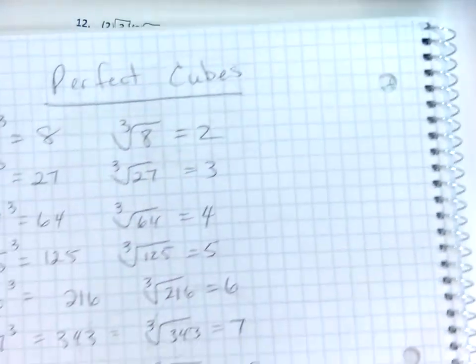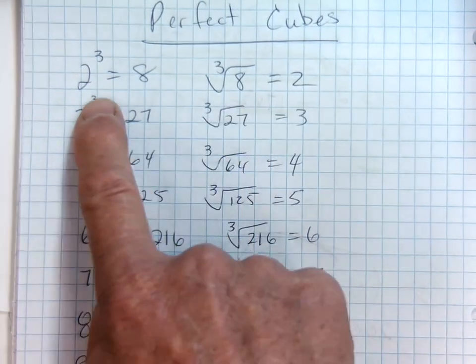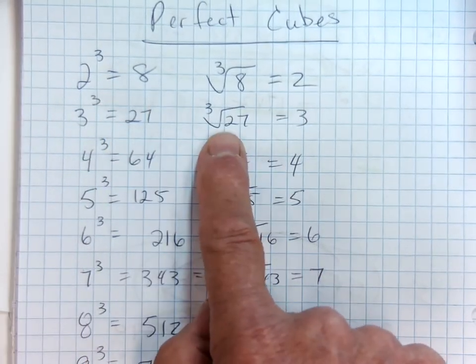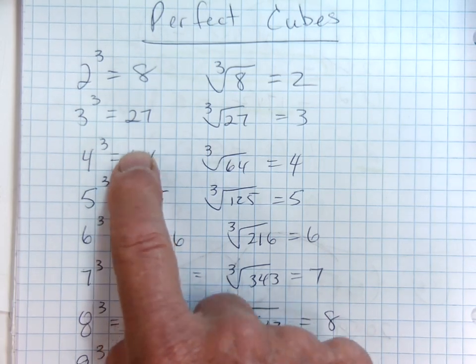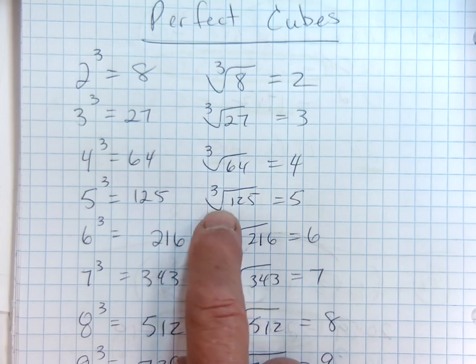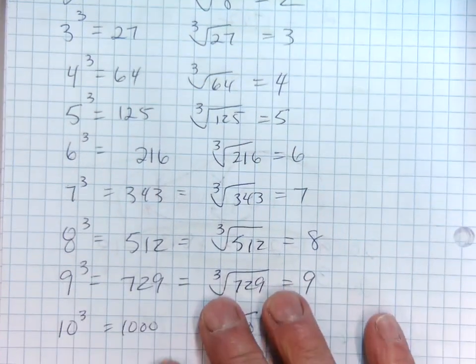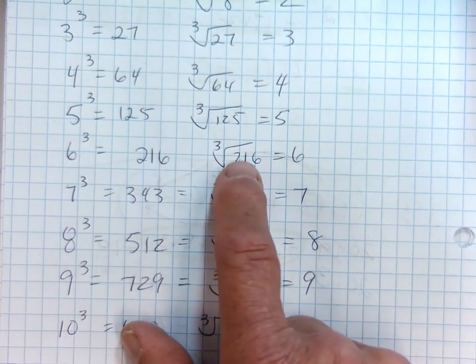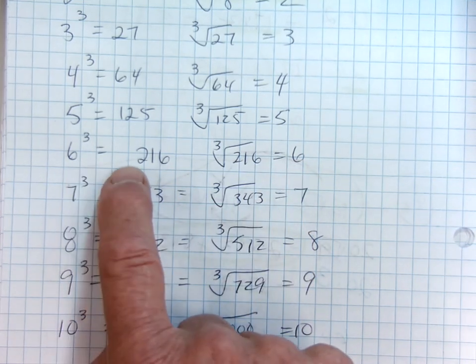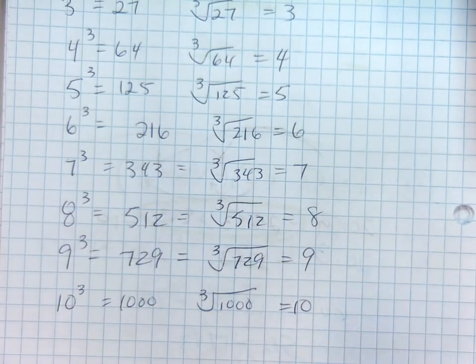And finally at the end we talked about perfect cube roots. We made a list of the perfect cube roots. Cube root of 8 is 2 because 2 times 2 times 2 is 8. Cube root of 27 is 3 because 3 times 3 times 3 is 27. Cube root of 64 is 4 because 4 times 4 times 4 is 64. Cube root of 125 is 5 because 5 times 5 times 5 is 125. Cube root of 216 is 6 because 6 times 6 times 6 is 216. And then we showed all the rest of them until we get to 10. Okay, and that's all I had.